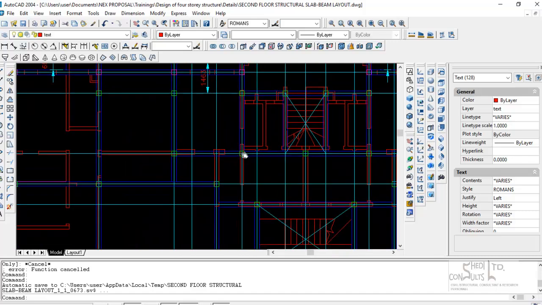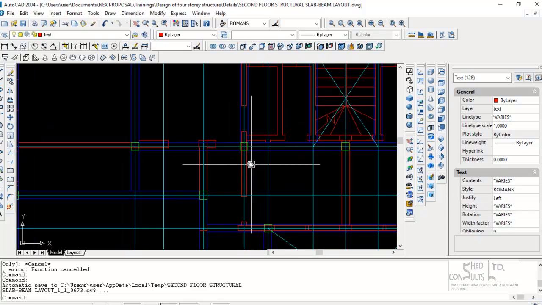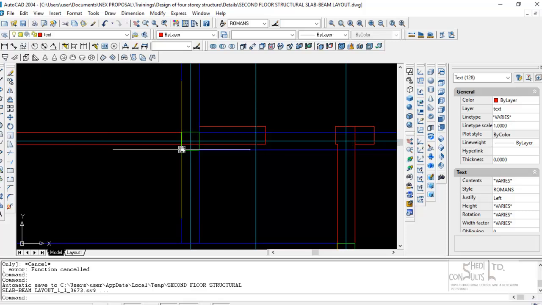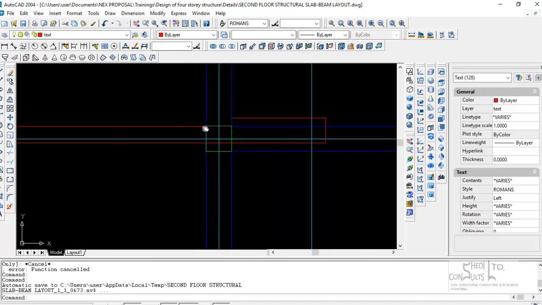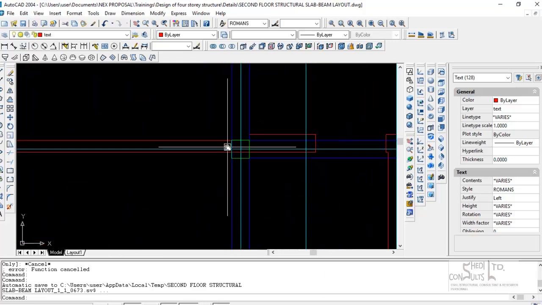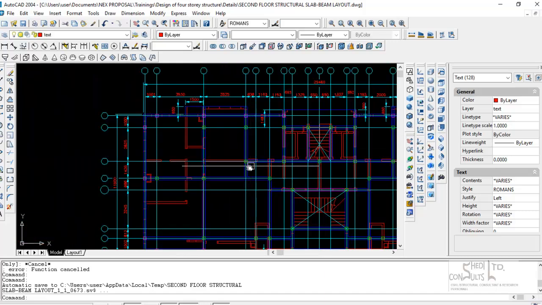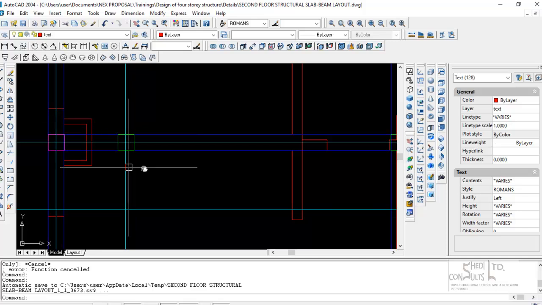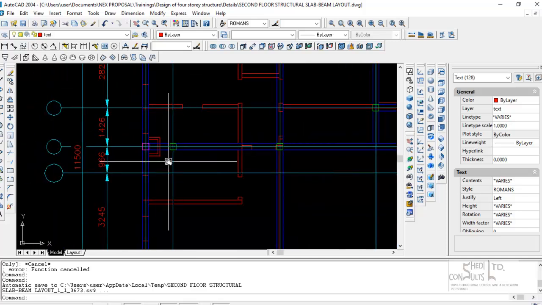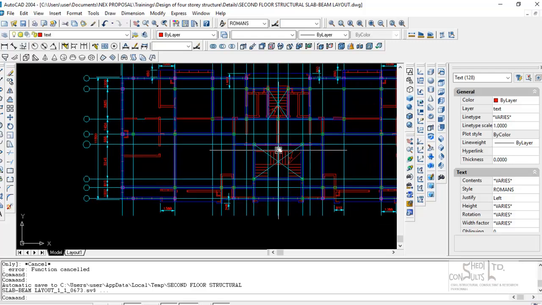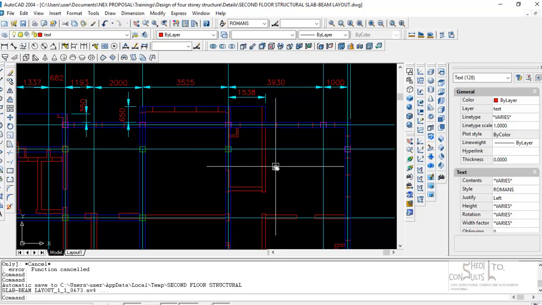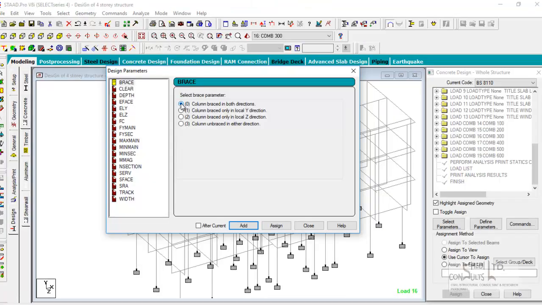So if this column, for example, has a wall here and a wall there, the column is effectively braced in one direction, but it's not braced in this direction. So you can tell STAAD that you will select this column and say, oh, this column is braced in one direction. And this, for example, is not braced at all because you just have a beam, you don't have any wall around that, and so on. So typically you would select the columns that are braced, tell STAAD. So what you do is to take this, add.